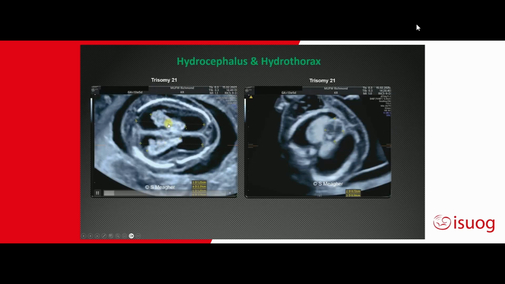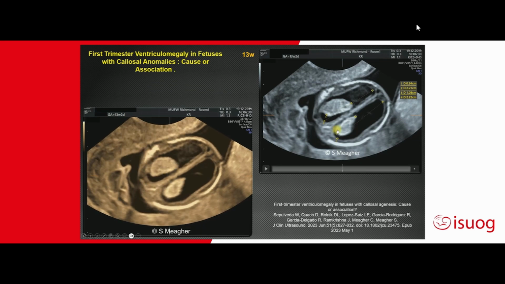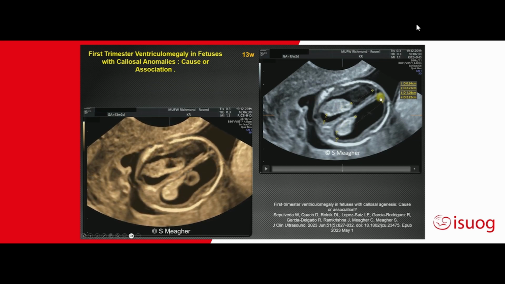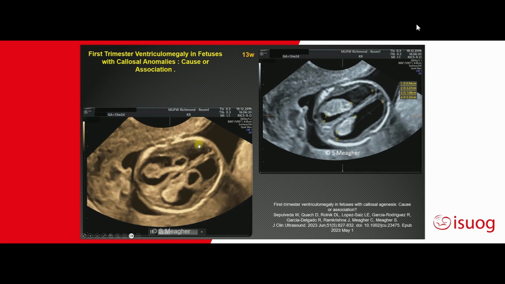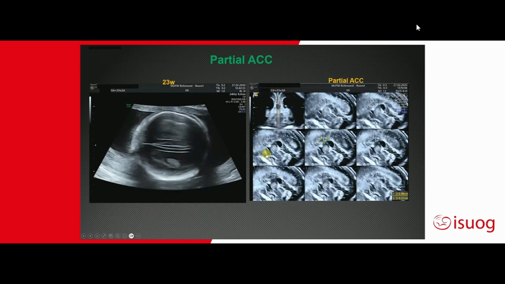In this fetus here, dilatation of the lateral ventricles at 13 weeks and 6 days of gestation with bilateral hydrothoraces in the fetus with trisomy 21. In this case here, dilatation of the fetal cerebral lateral ventricles at 13 weeks of gestation, measuring the length of the choroid to the length of the lateral ventricles. This fetus also had choroid plexus cysts, so both ventriculomegaly and choroid plexus cysts. This was a fetus with agenesis of the corpus callosum.